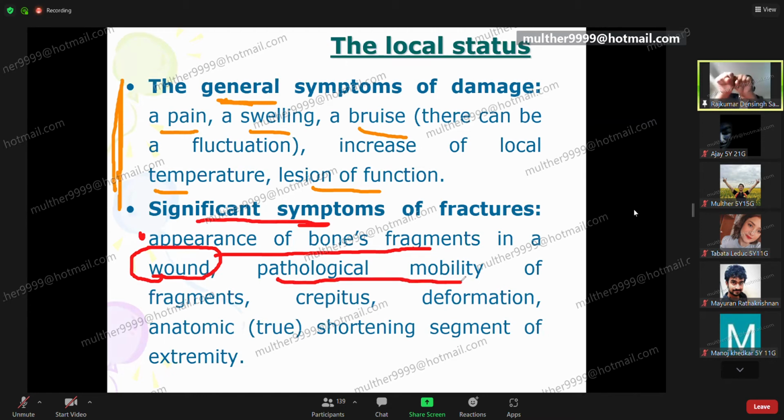When the bony fragment is going to move, you're going to hear a sound, and we call it crepitation. So we'll be hearing the word crepitation. We'll hear crepitus.